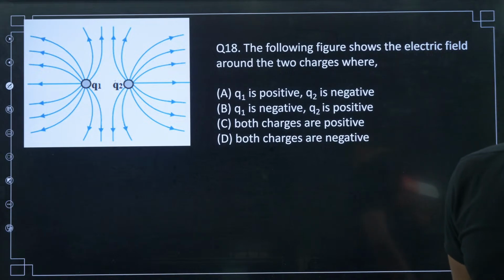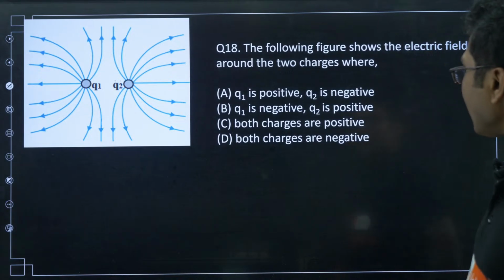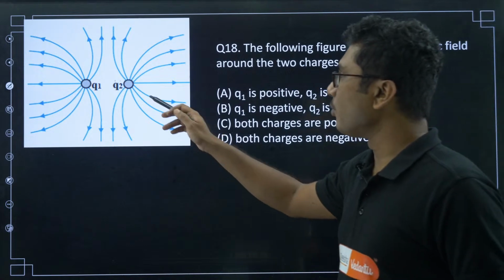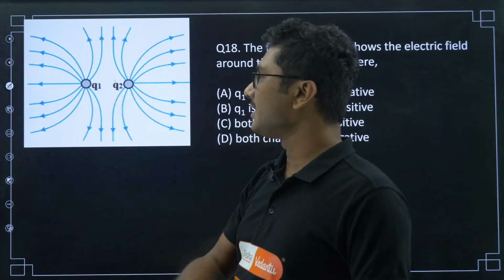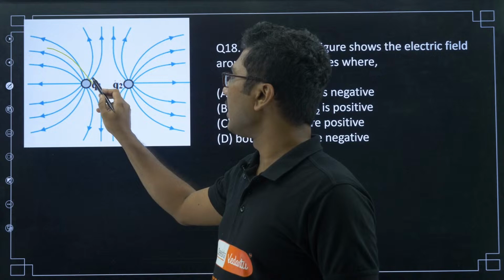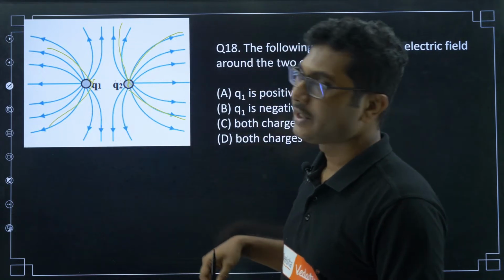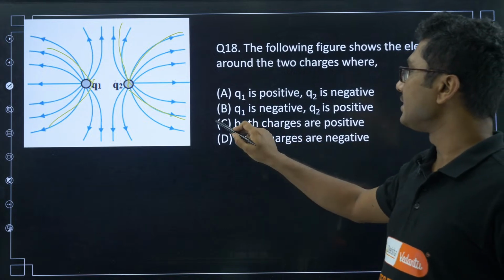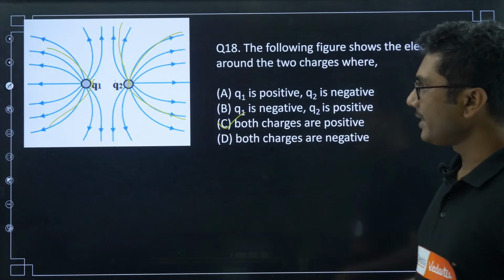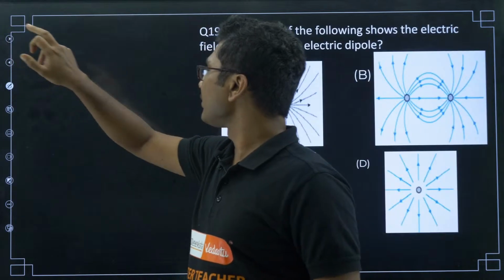Yes, Shankar is saying 18C, both charges are positive. See, if you look at both the lines, this is the easiest question. All the lines are going away, which means they are definitely positive charges. So, definitely option C is the correct answer, right. Now, let us move on to the next question.